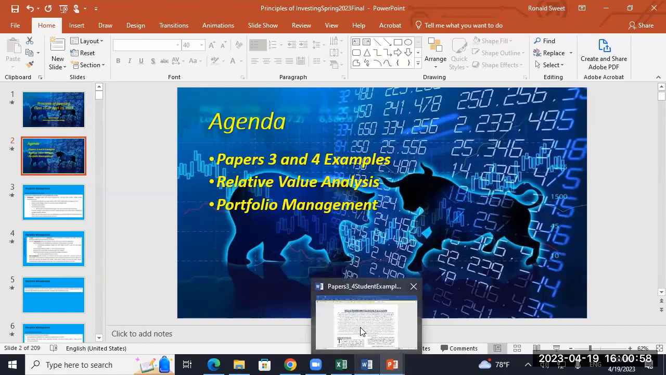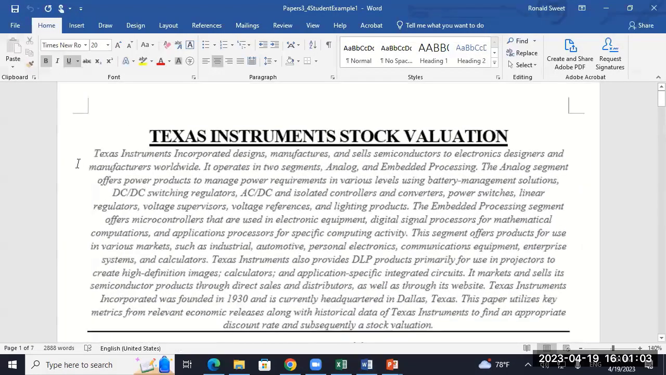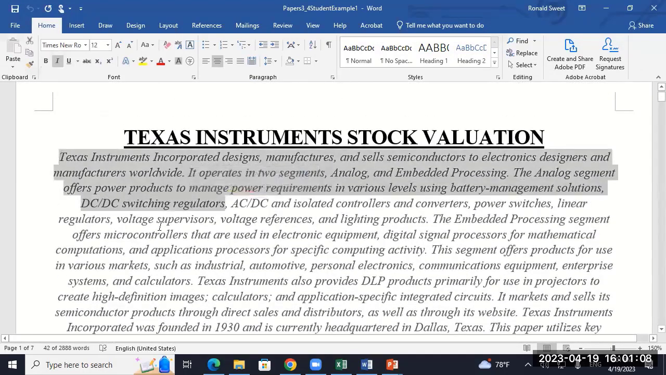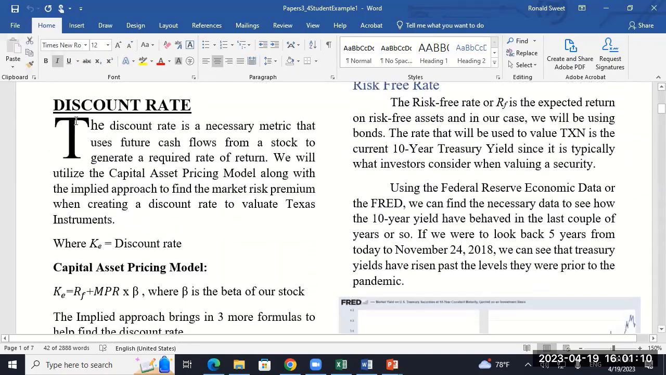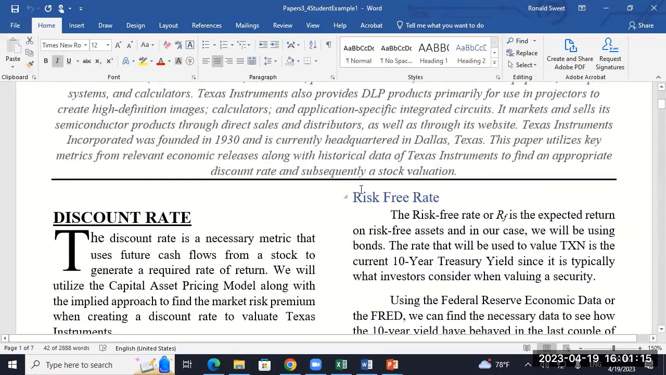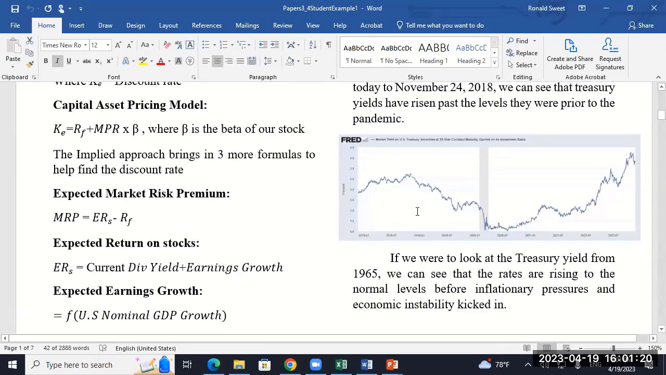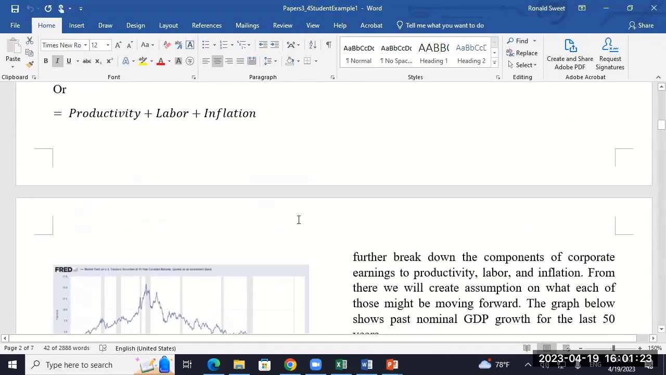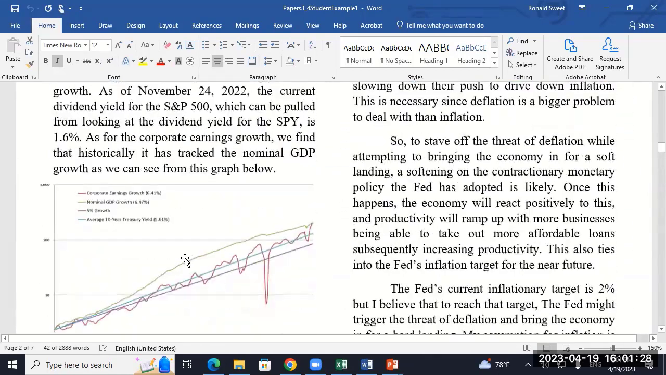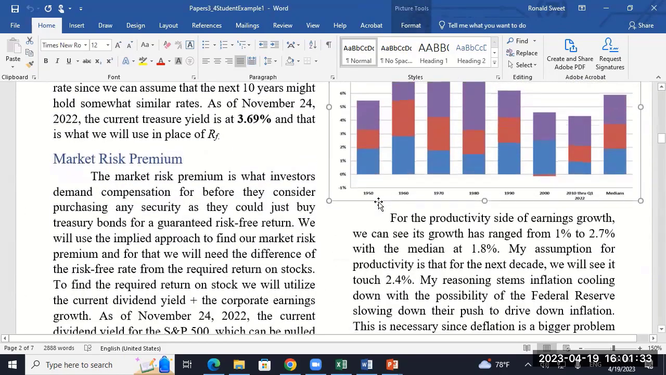So some examples of some papers, three, four examples. Here's one on Texas Instruments. They started off this abstract describing the company. It's a little bit lengthy for an abstract, but describing the company. Then coming up to discount rate, CAPM, talking about the risk-free rate. They did put a chart in there, which I think is helpful, with treasuries. Last class, interest rates were already starting to rise. So if you wanted to show that in perspective, the market risk premium. Yeah, you're normally going to see these charts in there as well.